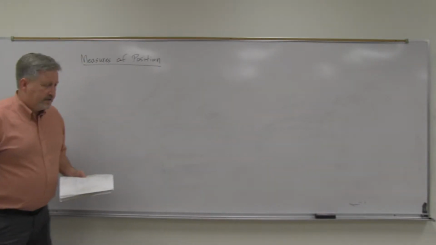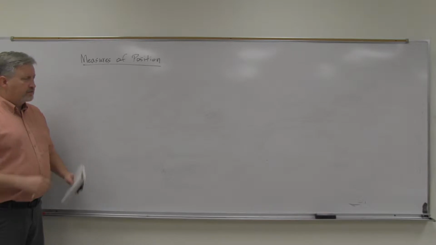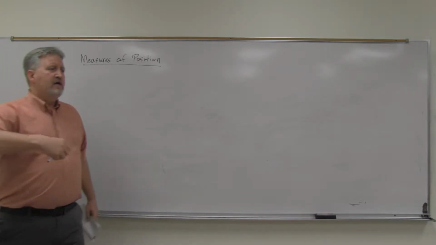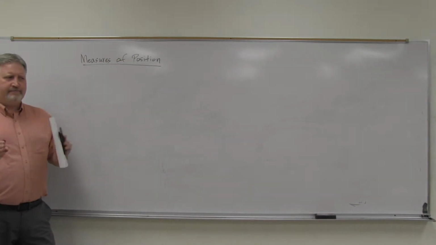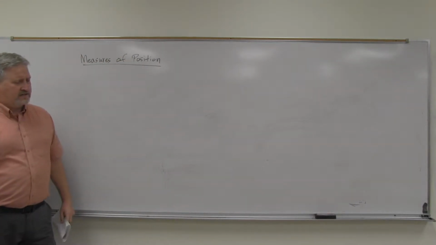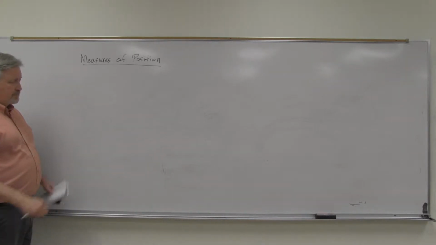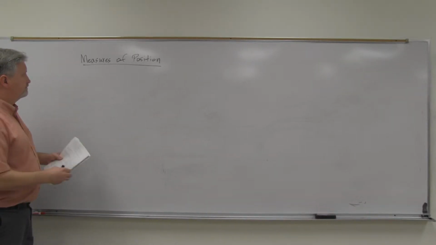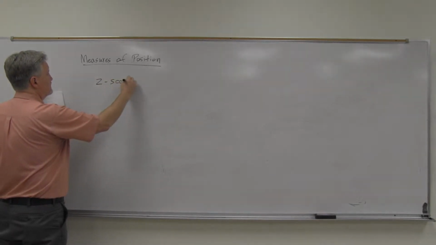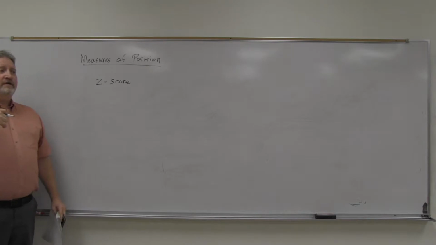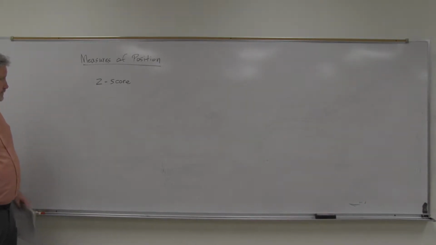Okay, so the next ones here, we got a couple of these so-called measures of position. They tell me about a value position-wise, where that value is in the values overall. That's what we're going for here. One of them is what's known as a z-score. Z-score gives me a score for a particular value.